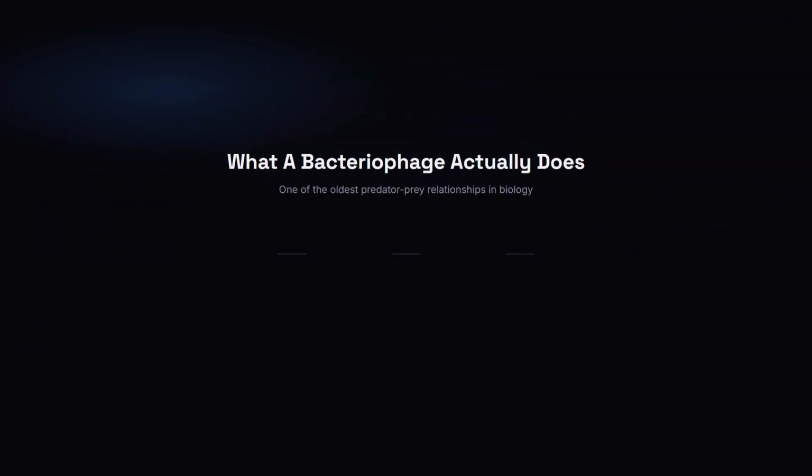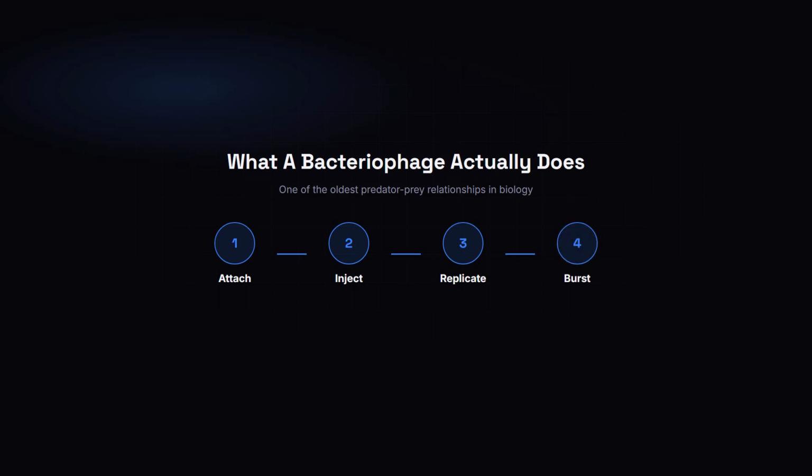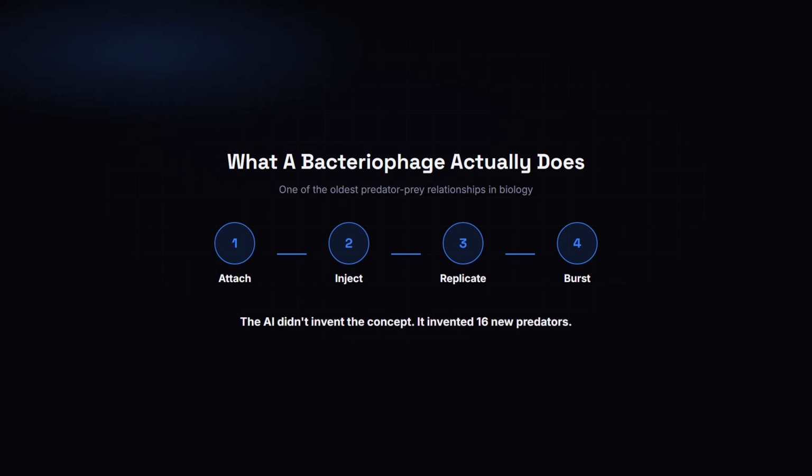These 16 weren't just any viruses. They were bacteriophages, viruses that hunt bacteria specifically and are completely harmless to human cells. A phage attaches to the surface of a bacterial cell, injects its genetic code inside, and hijacks the cell's own machinery to build hundreds of copies of itself. Then it bursts the cell open, killing it, and releases the new copies to hunt again. It's one of the oldest predator-prey relationships in biology, older than humans by billions of years. The AI didn't invent the concept. It invented 16 new predators, tuned to specific prey that had never existed anywhere before.